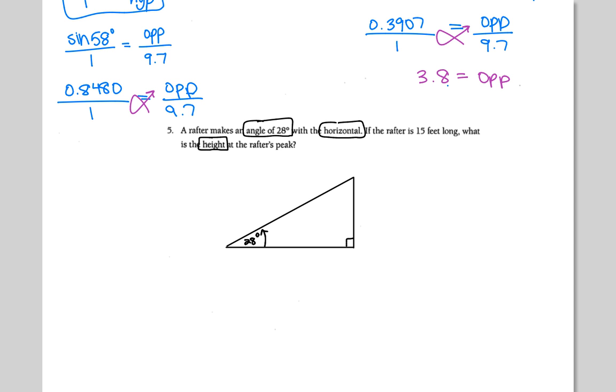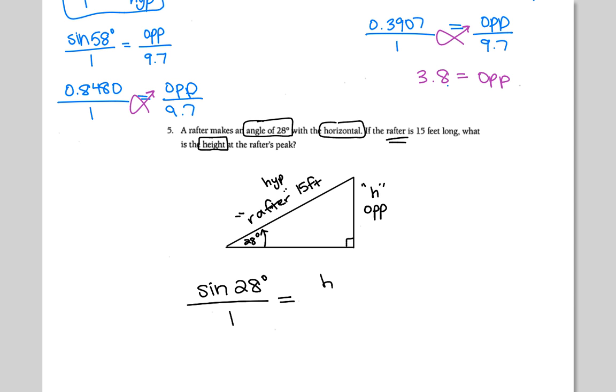It says if the rafter, this must be the rafter, whatever that is, the rafter is 15 feet long. Then it says, what is the height? So that's the opposite side here, the height. And the rafter is the hypotenuse. So I use my formula that says sine, the angle goes next to sine, over 1, equal to the opposite, I can call h if I like, that's the height, divided by the rafter, which is 15 feet.